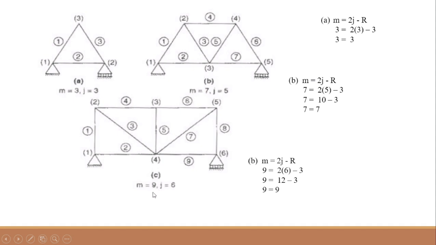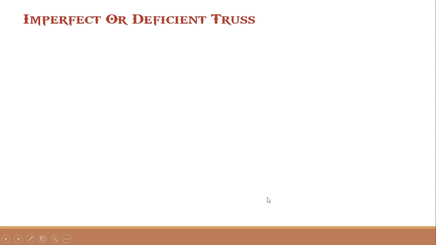In this example also, m is 9, j is 6. When we apply the equation, it will satisfy the equation, so it is called a perfect truss. Now we shall see what is an imperfect or deficient truss. All of it is based upon that equation.